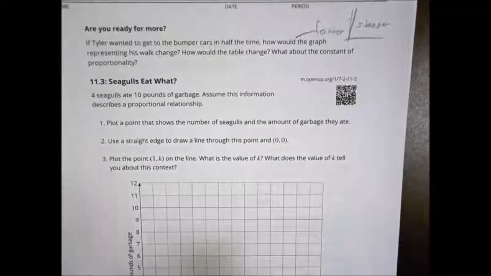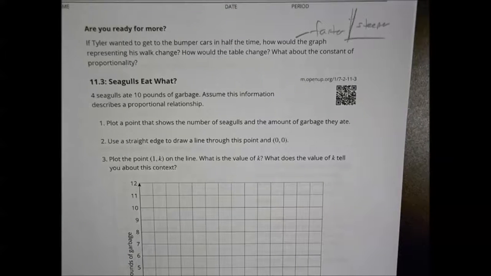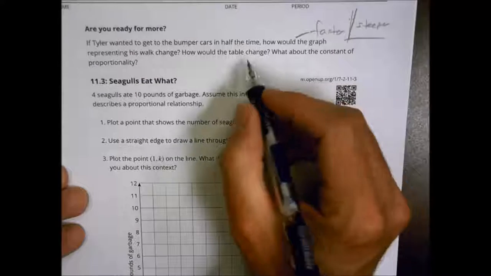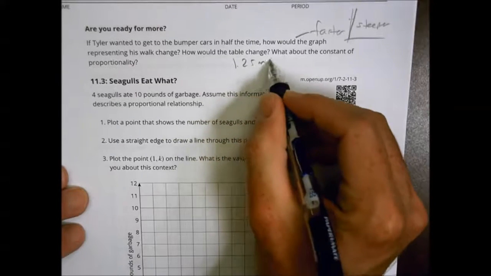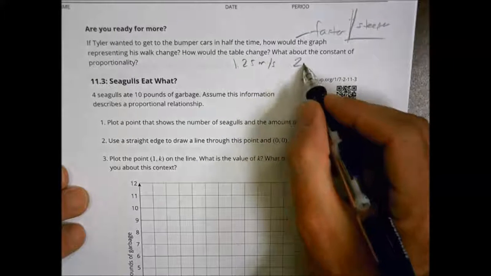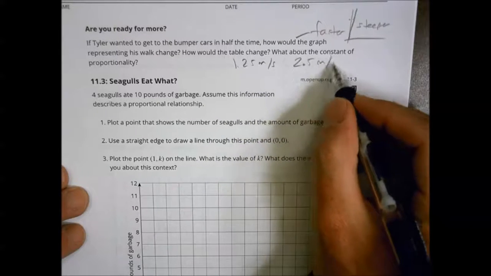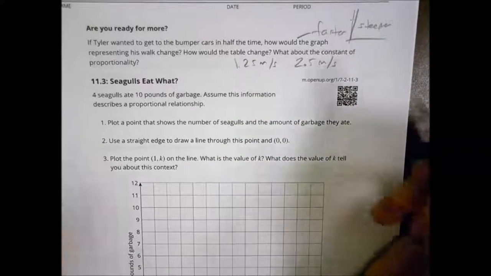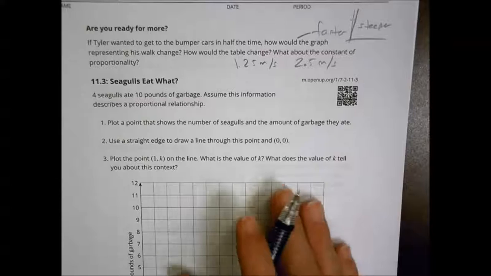Our y values would increase at a faster rate, and our constant of proportionality would also be larger, because it's growing faster. So instead of 1.25 meters per second, maybe he's going faster. It's going to be double that, so he's going to go 2.50 meters per second. If he's going to cut that time in half, he has to walk twice as fast. So it would increase and double up there.